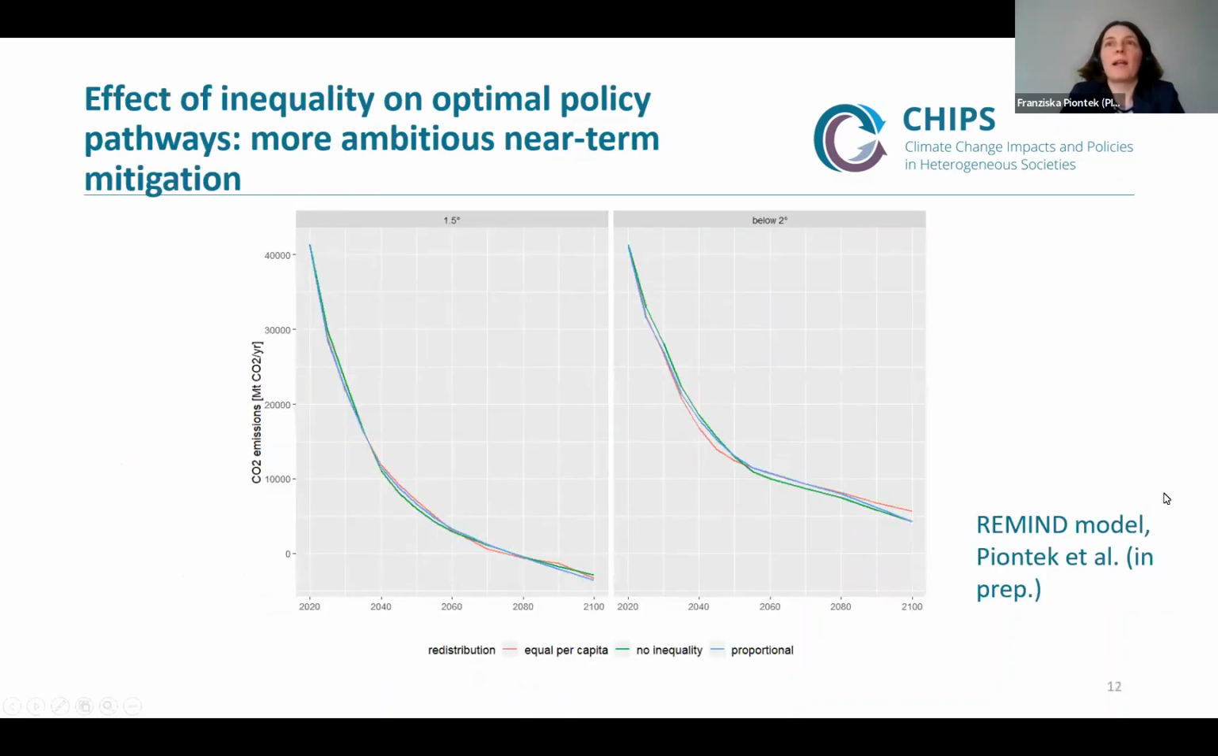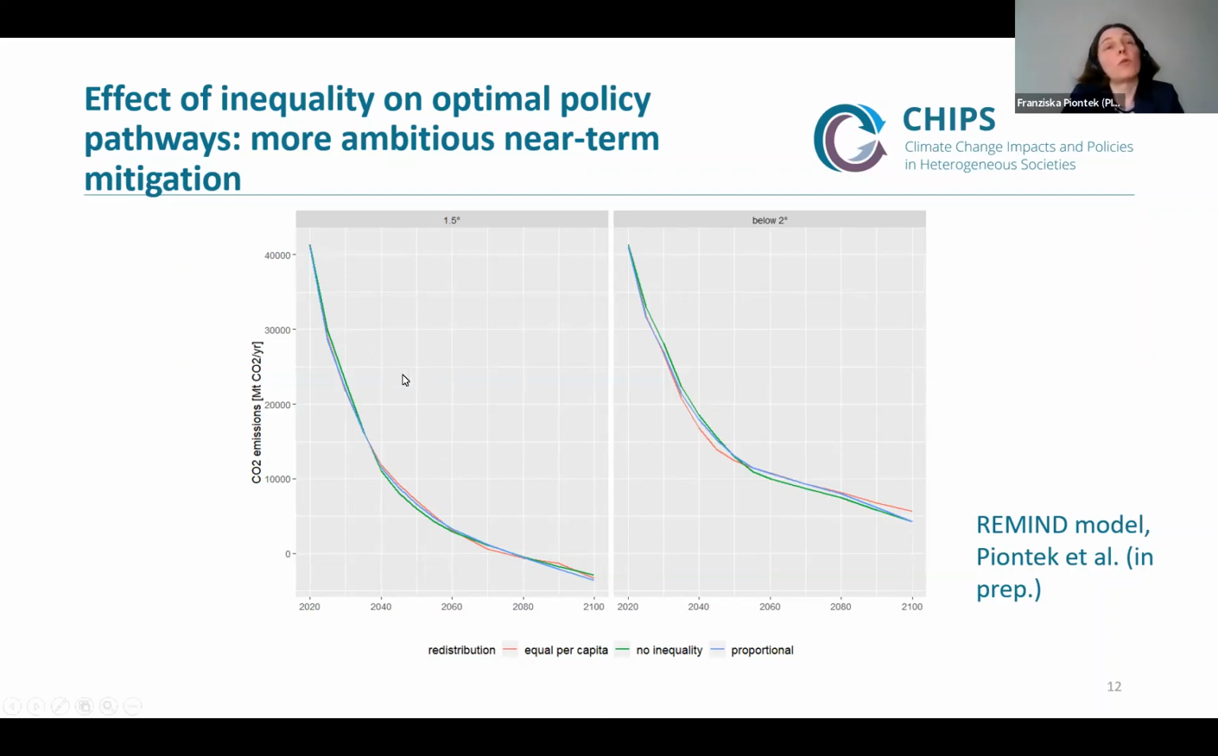And the second result I want to show real quick is that including inequality in our integrated assessment really also has an effect on the emission pathway. So this is the global emission pathway for a 2-degree scenario. Let's focus on that first. We can see the green line is what we usually have when we don't include inequality. The blue and the red is when we do include inequality, and we see that there is an increased near-term ambition for mitigation when we include inequality. So that's really important. It really gives us another incentive to increase our ambition.